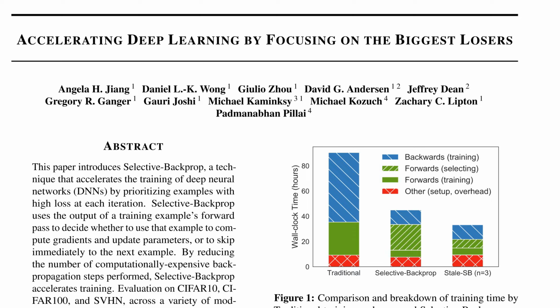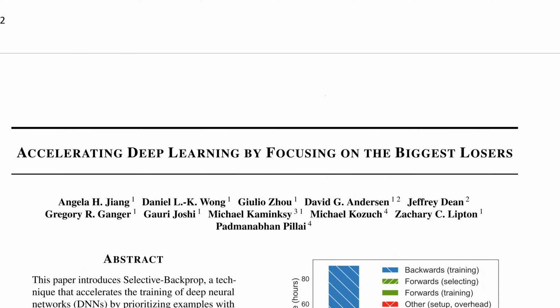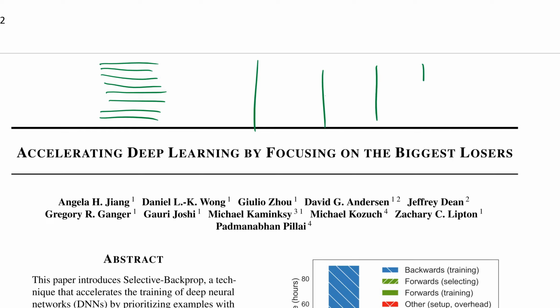So what's the basic idea? The basic idea is the following. If you train a neural network, usually you have a training data set, which I represent here. Each line is a sample. And usually your network has a bunch of layers. So each line here is a layer of weights.